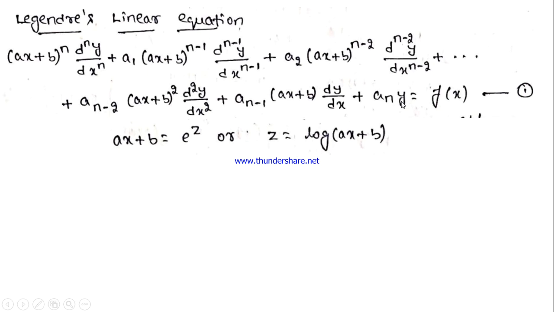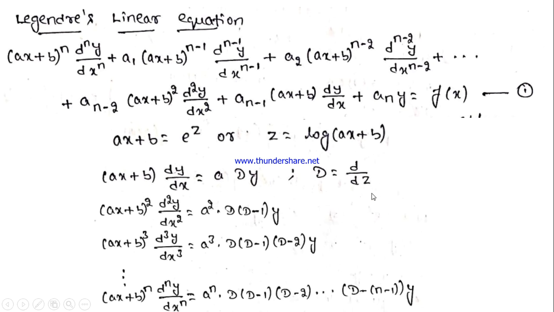Using this, you can note (ax+b) dy/dx becomes a into capital D y, where capital D is given by d/dz. Note this carefully. It is no more d/dx, it is d/dz now. In the same lines, you can show (ax+b) whole square d square y by dx square is a square D into D minus 1 y. For the third order derivative, it is a cube D into D minus 1 into D minus 2 y.